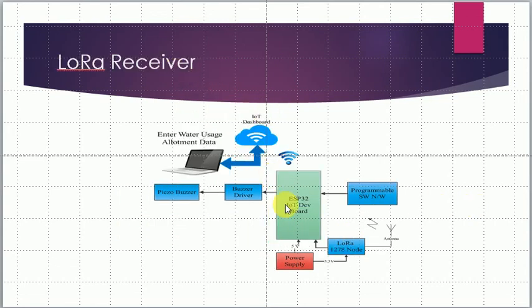LoRa is the receiver. With the help of ESP32 and the Wi-Fi module, we can store how much water each and every apartment used, and with the help of this LoRa receiver we can store the data in the cloud.